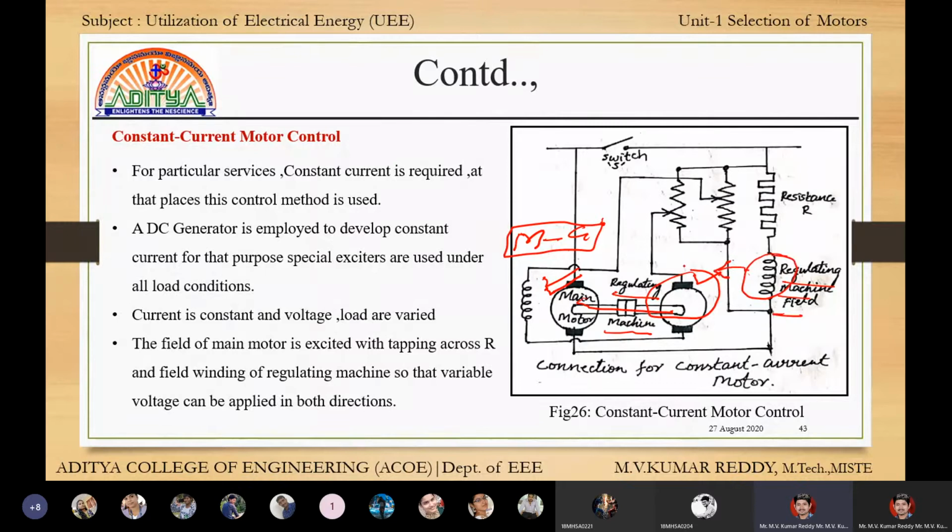To control the speed, we are using two rheostats. One is connected in a positive direction, and the second one is connected in a negative direction. So it can be adjusted from both sides. This is the resistance, or it may be load.